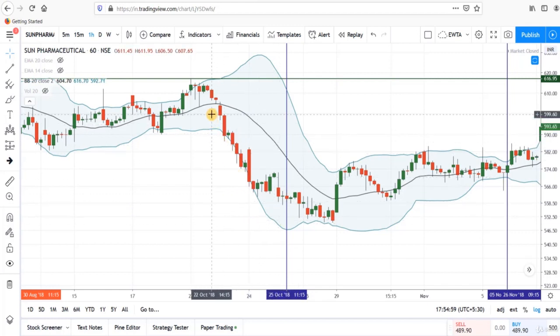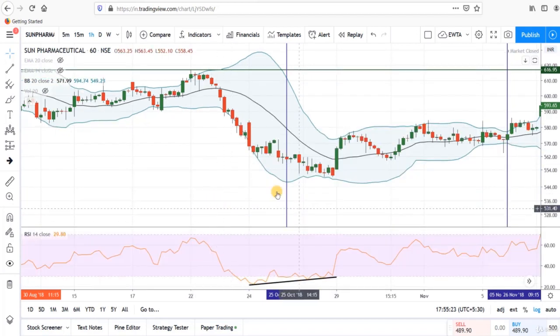See here, when there was a huge volatility, candles were closing outside the Bollinger Band, but there is no candle that is totally outside the Bollinger Band. That's why all the candles are going in downward direction. But see here, prices are not able to touch the Bollinger Band. That is a signal of decreasing volatility.